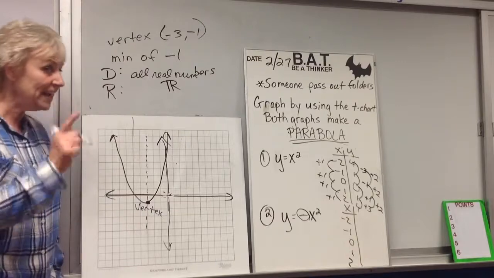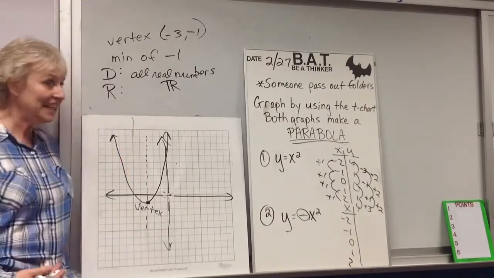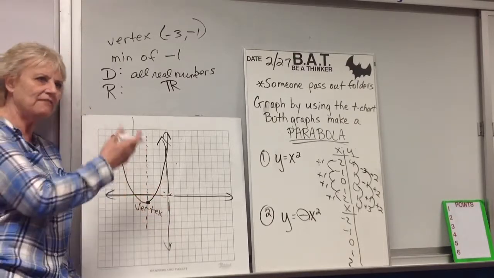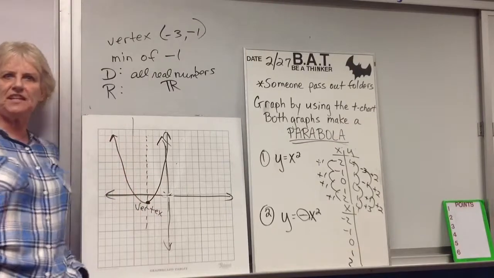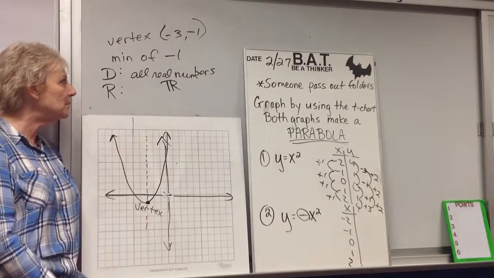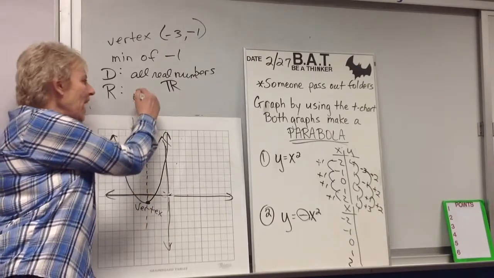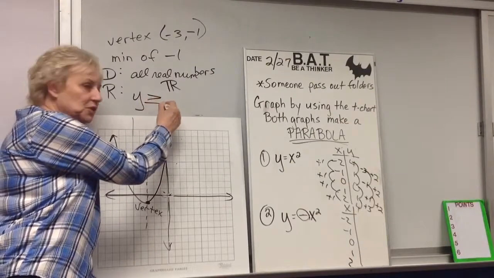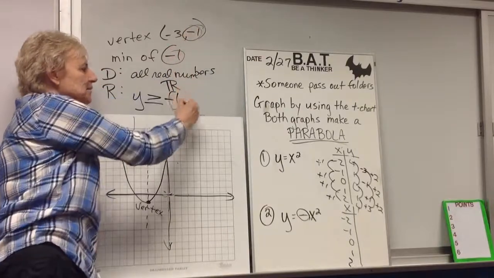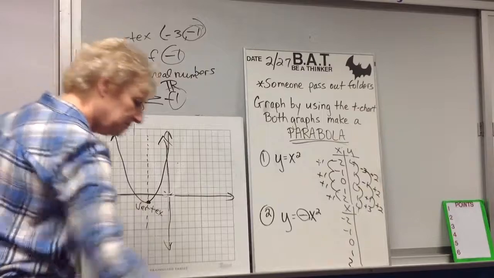Now, the range has a value that you can't say any y, because is it ever going to have something like -6? Never. What's the lowest number it's going to have for y? Negative 1. So y is greater than or equal to negative 1. Notice negative 1 appears 3 times in your answer. Okay? All right, let's do another one.